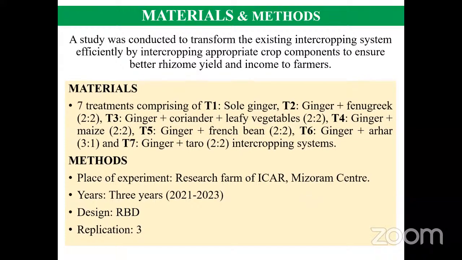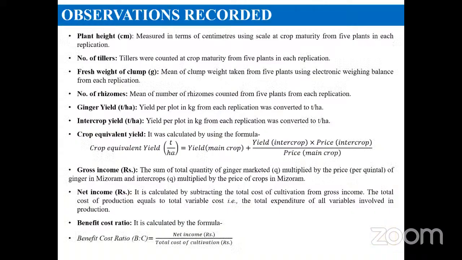T5 is ginger and French bean in 2:2 ratio. Treatment 6 is ginger and arhar in 3:1 ratio, and treatment 7 is ginger and taro in 2:2 intercropping system. The experiment was conducted at the ICAR Mizoram Center, and the design of the experiment is randomized block design with 2 replications.